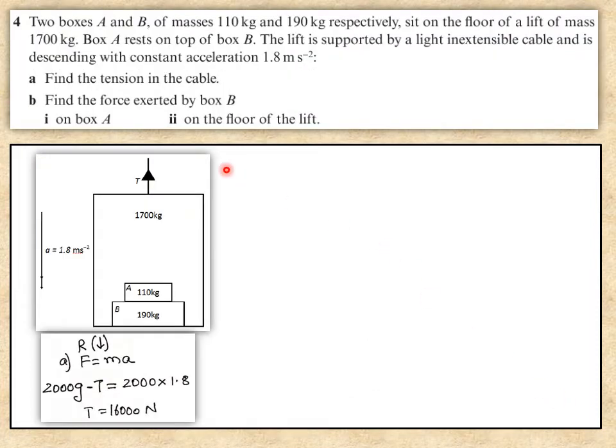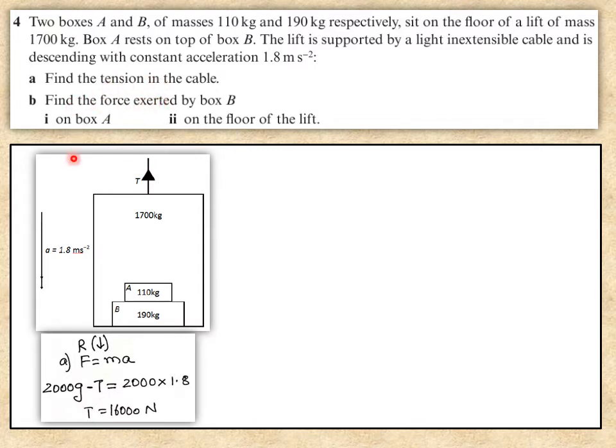Okay. The question here says two boxes A and B of masses 110 kg and 190 kg respectively sit on the floor of a lift of mass 1700 kg. Box A, from this diagram, is on top of box B. The lift is supported by a light inextensible cable, again the same inextensible cable, and it is descending, it is going down. They want us to find the tension in the cable, this thing here. And in part B, they want us to find the force.